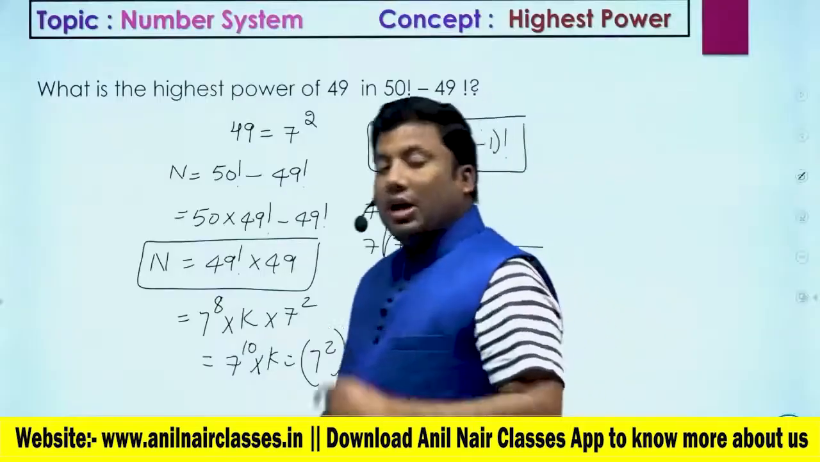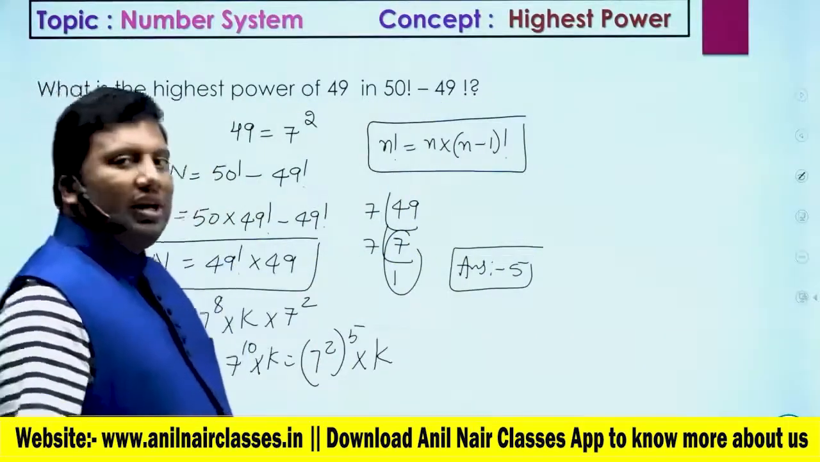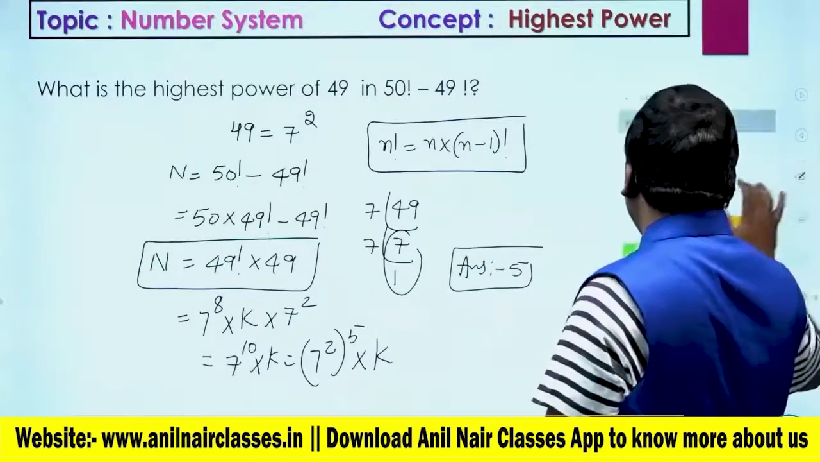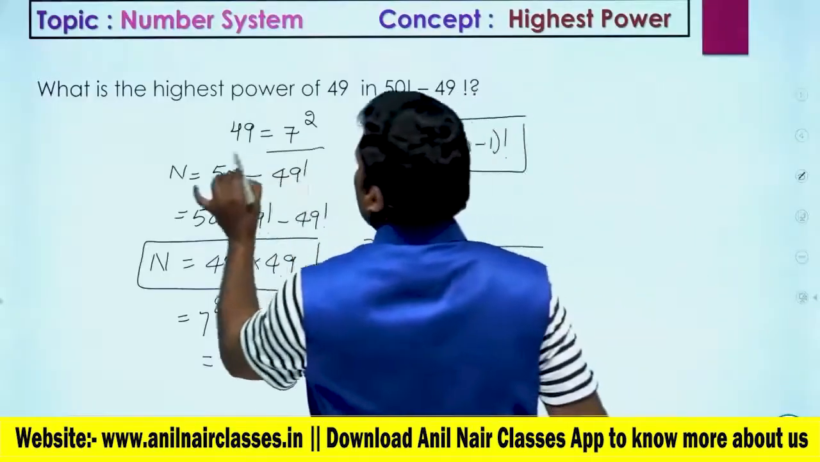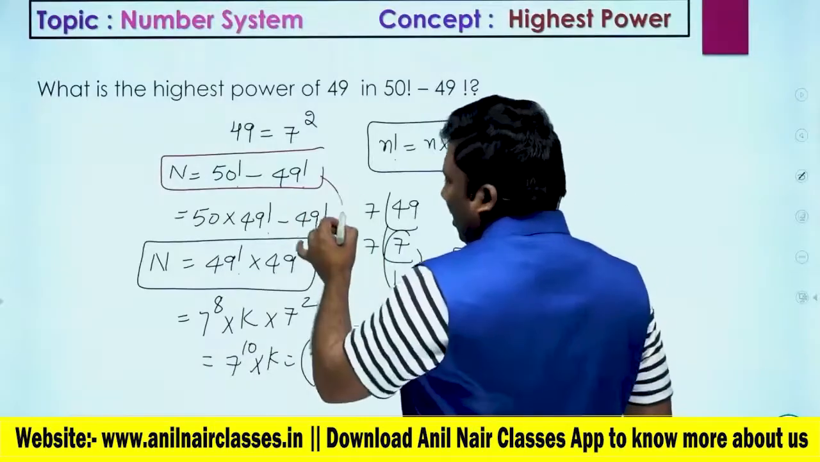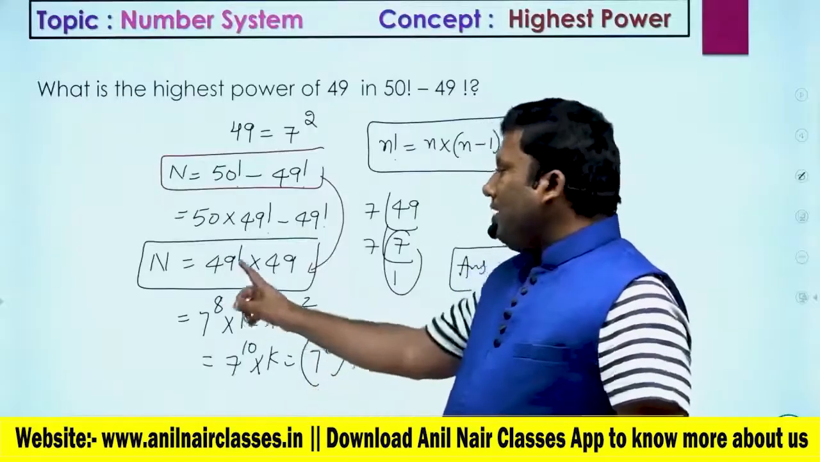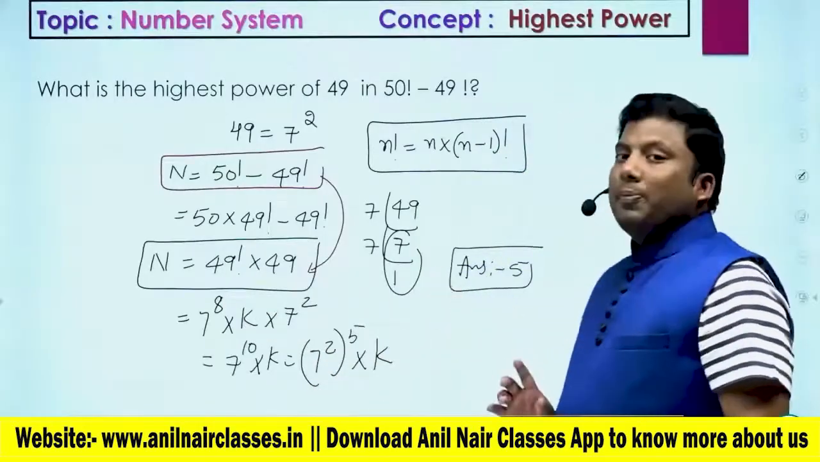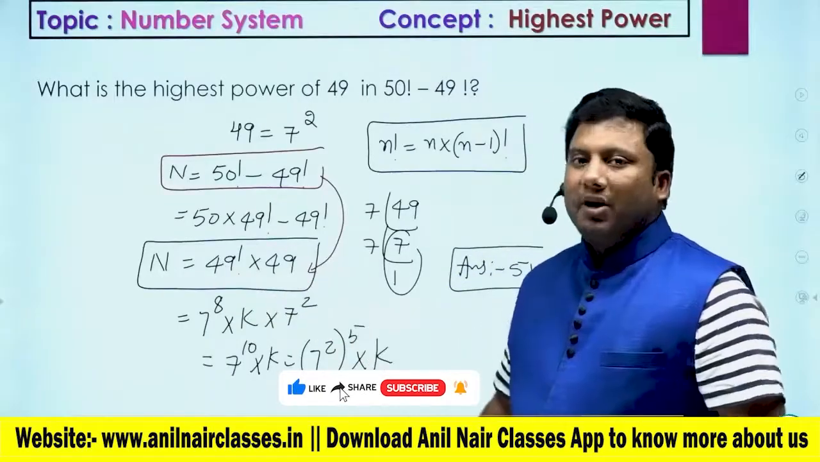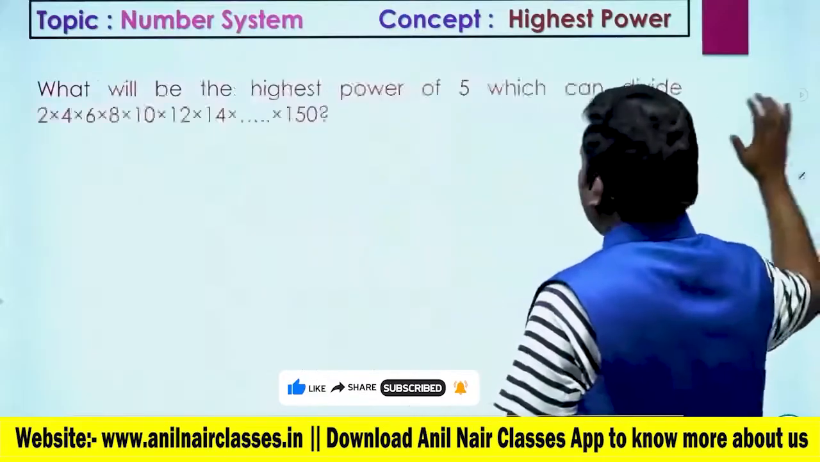Answer will be 5. In both the questions, the one right now and the previous one, the logic we used is that n factorial can be written as n into n minus 1 factorial. This entire expression is condensed to this value. In 49 there is 1 power of 49. In 49 factorial, there are 8 powers of 7, which is 4 powers of 49. 4 powers and here 1 power. This question and the previous question are one important model.